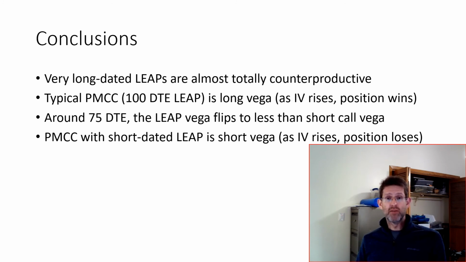This poor man's covered call position will be long vega. Again, this means that as IV rises, the position will increase in value. Around 75 days to expiration, the leap vega flips to be less than the short call vega. I showed you how a 50-day to expiration leap position has a short vega, so as IV rises, this position is going to lose value. If you want a neutral vega position, meaning that you have no directional assumption on IV going forward, I would aim for an expiration of about 75 days on the leap.